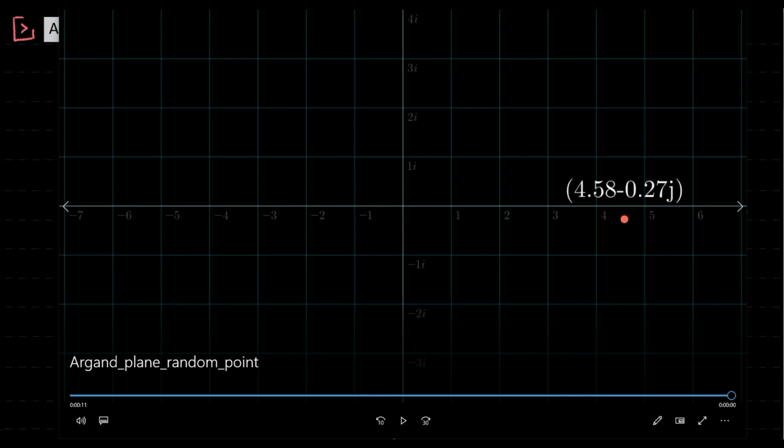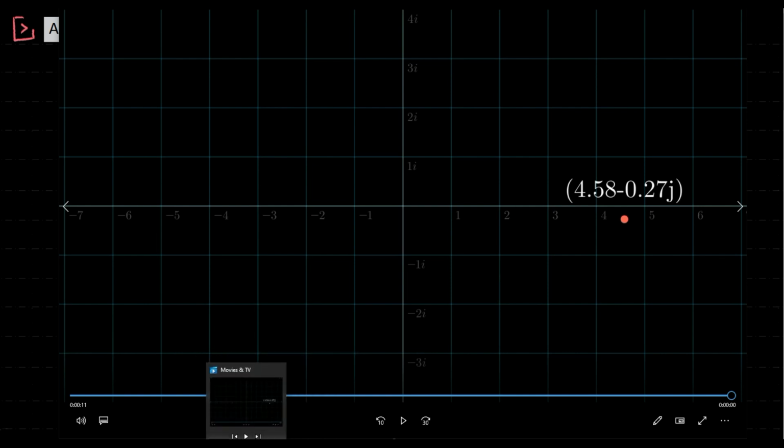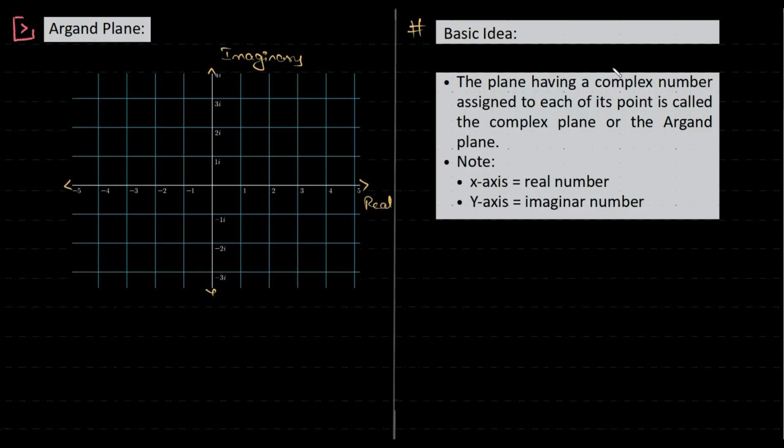So basically, a plane wherein we have the real number and imaginary number pointing out the coordinates, pointing out the points on the plane, is your complex plane. Okay, it's a very simple concept. So that's your Argand plane.